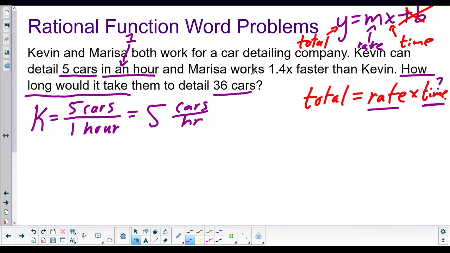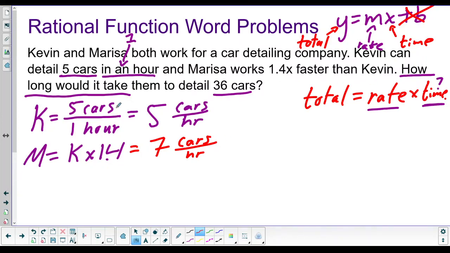Then it says Marissa works 1.4 times faster than Kevin. So Marissa equals Kevin's rate times 1.4. She's 1.4 times faster than him. So you can either leave it as an equation, or you could just plug in the 5 to K and then multiply by 1.4. So that you don't have to guess, I'll just tell you it's 7 cars per hour.